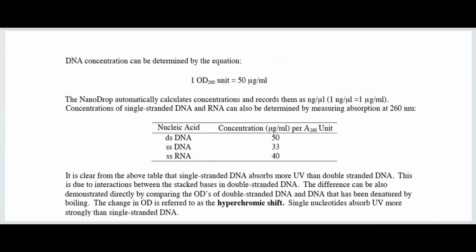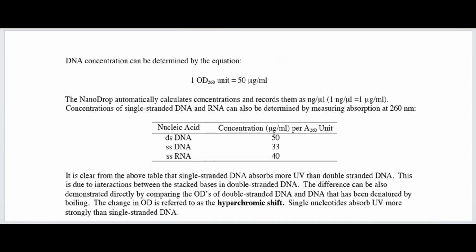Ratio wise. So you are going to measure the absorbance at that particular wavelength, that is 260 nanometers, and a microgram per ml quantity of DNA will have an OD of 1. So if you have dsDNA, then 50 microgram per ml of DNA will have absorbance of 1. If it is single stranded DNA, then 33 microgram per ml will give you absorbance of 1. And if it is single stranded RNA, then absorbance 1 will be observed at a concentration of 40 microgram per ml of RNA.